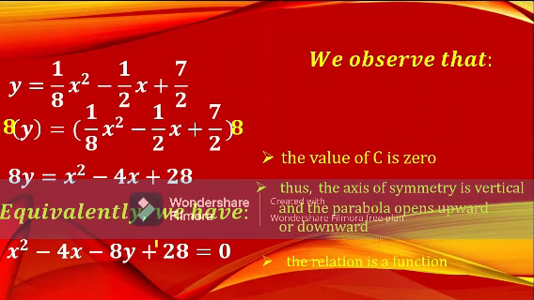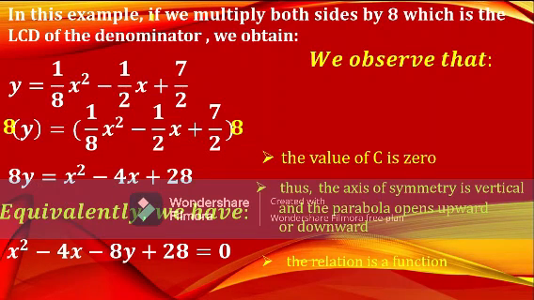Okay, so we observe that this is the given equation: y is equal to 1/8 x squared minus 1/2 x plus 7 over 2. In this example, we multiply both sides by 8, which is the LCD of the denominators 8, 2, and 2. So we multiply 8 into all the terms, both the left and the right side of the equation.